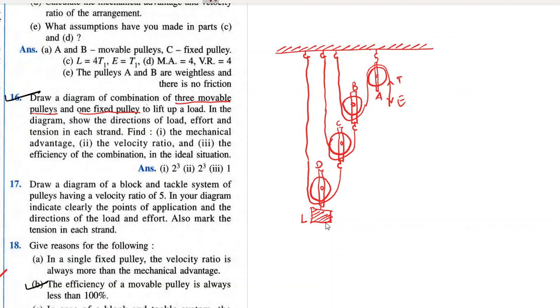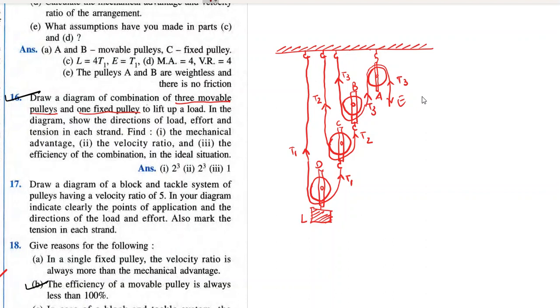So load is balanced by tension T1 and T1, T1 and T1 ही लिखेंगे यहाँ पे. ठीक है. फिर यहाँ T1 is balanced by tension T2 in 2 strands of pulley C. T2 is balanced by tension T3 in the 2 strands, not the 2 strands, but 3 strands of the rope passing through pulley B and pulley A.